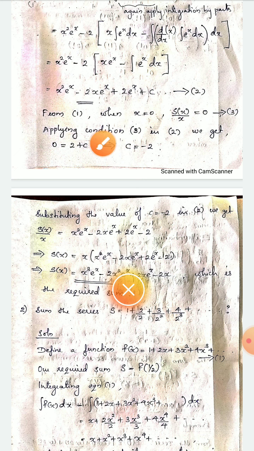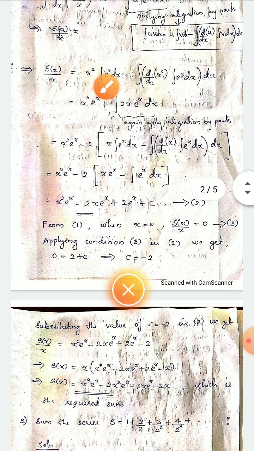That is condition 3. Applying condition 3 in 2. Okay, 2 says that s of x by x is equal to x square e raised to x minus 2x e raised to x plus 2 e raised to x plus c. So applying condition 3 means when we are putting x is equal to 0 in 2, then s of x by x is equal to 0. So left hand side becomes 0.